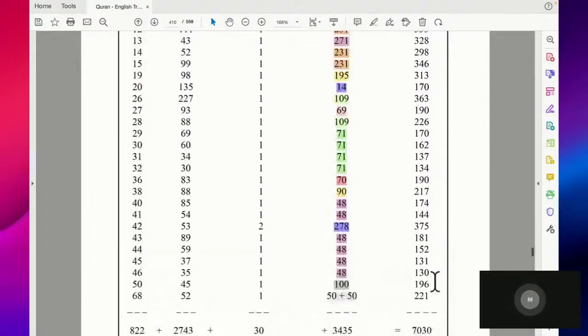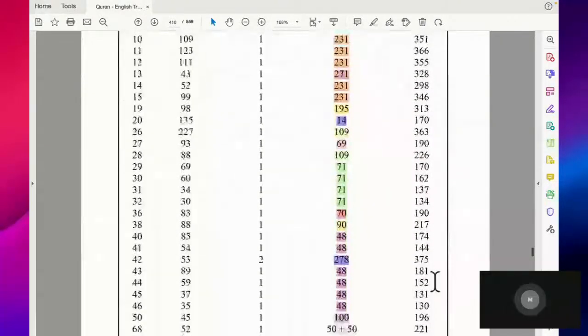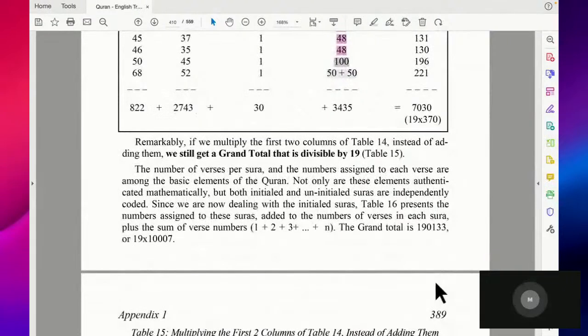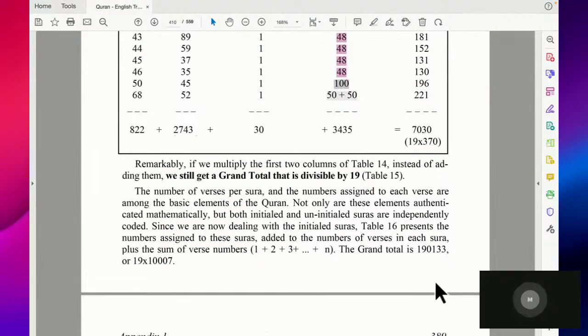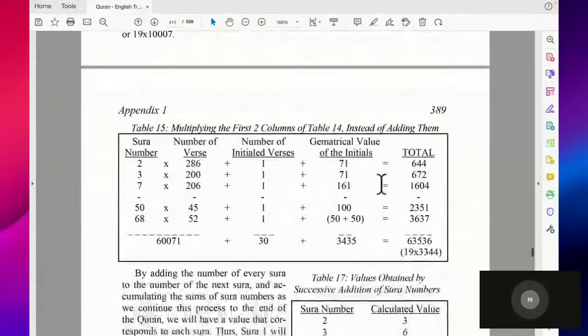This is just mind-numbing. It is becoming mind-numbing as we move on, and there are some things that are going to basically blow your mind, but we're not there yet. This is just the beginning of Appendix 1, and God willing, when we get to those, your mind will be absolutely blown. Here it says, remarkably, if we multiply the first two columns of table 14, instead of adding them, we still get a grand total that is divisible by 19, which we have in table 15.